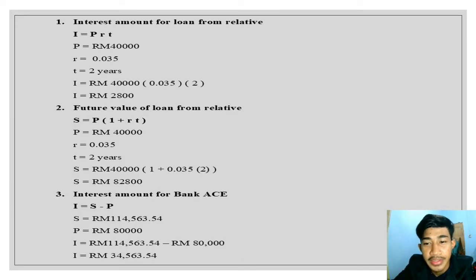So this is the way to calculate the interest amount for the loan from relative and the future value of the loan from relative. We can use the formula that has been given in the textbook, or we can search on Google. So this is the method.